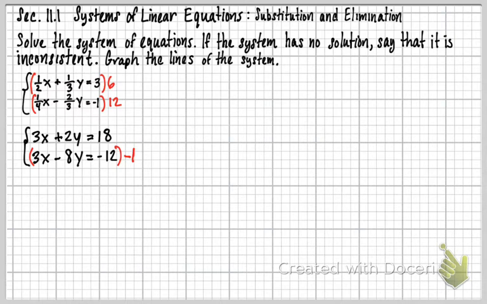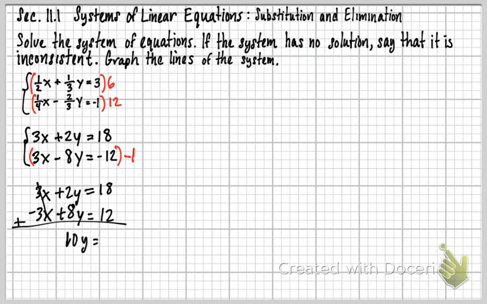So then that's going to give us 3x plus 2y equals 18. And then for the other one, it's going to be -3x plus 8y equals +12. And when we add those together, the 3's are going to cancel, and that's going to give me 0. This is going to give me 10y, and this is going to give me 30. So then when I divide by 10, y is going to equal 3.